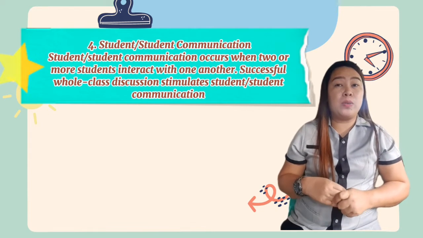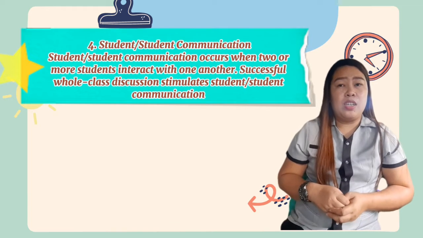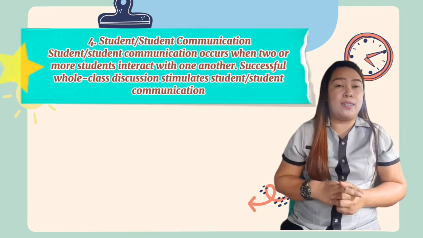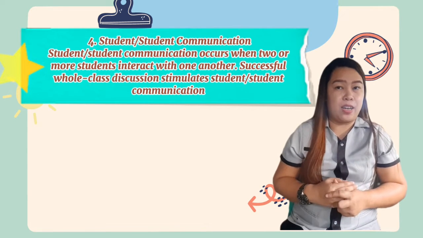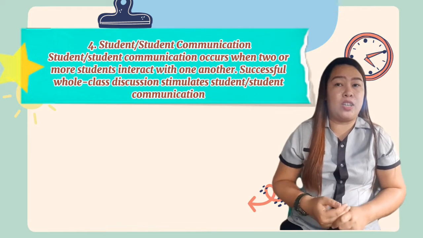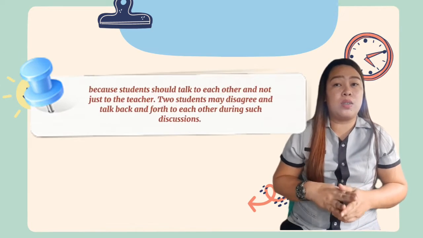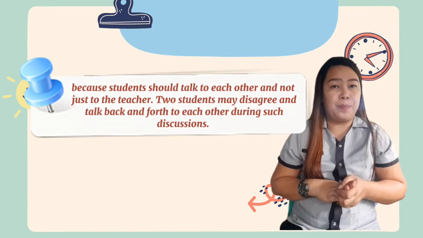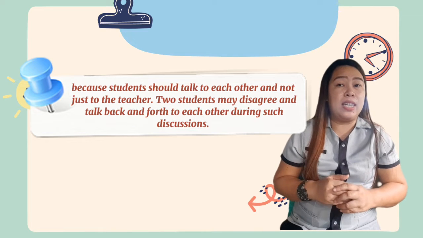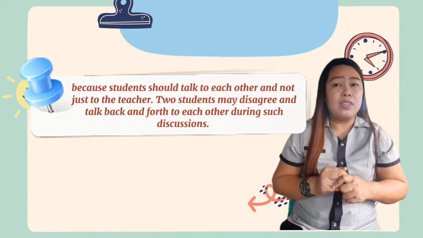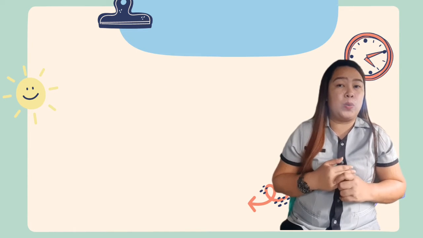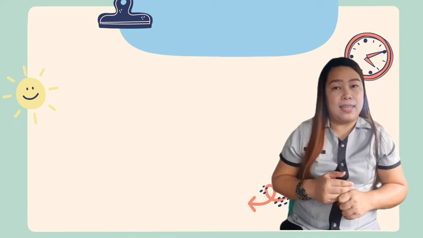So, number 4, student-student communication. Student-student communication occurs when two or more students interact with one another. Successful whole class discussion stimulates student-student communication because students should talk to each other and not just to the teacher. Two students may disagree and talk back and forth to each other during such discussions. Student-student communication also occurs when students work in groups or pairs to complete assignments.